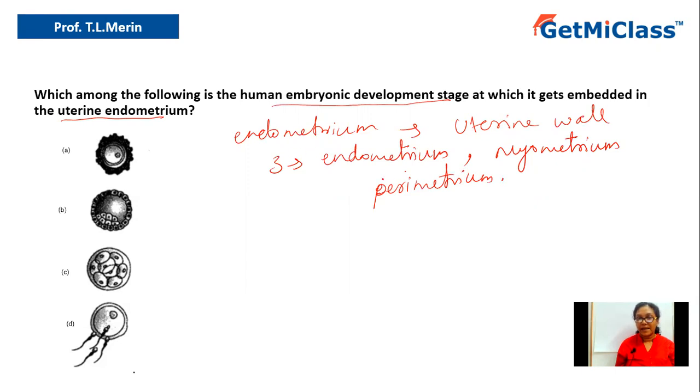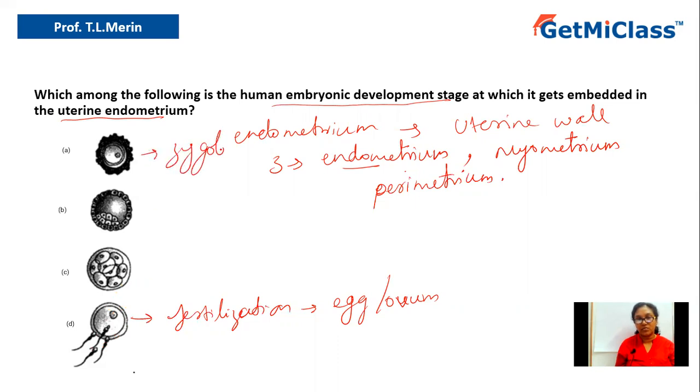Now, once the egg gets fertilized, suppose here this is the one which you can see, that is the fertilization stage, where the ovum is getting fertilized by the sperm. So this is still in the egg form, the gamete form, because it is just getting fertilized. Once the fertilization is done, it forms the zygote. So option A is showing the zygotic stage.